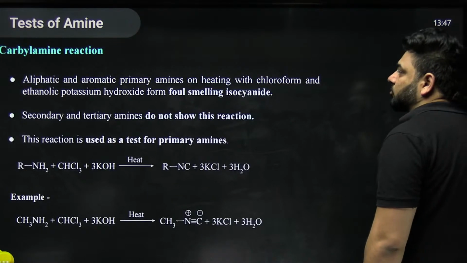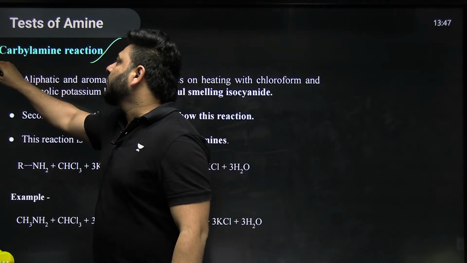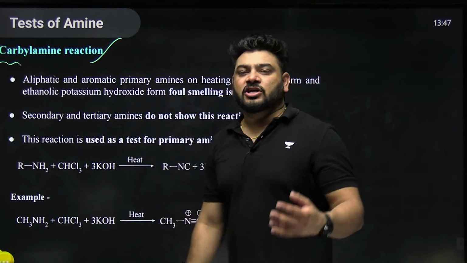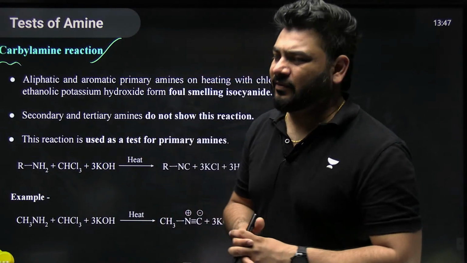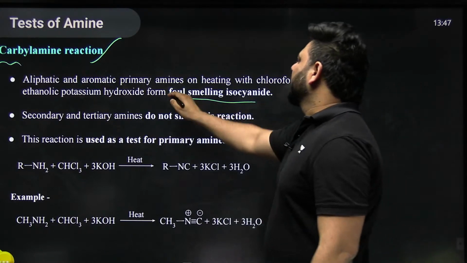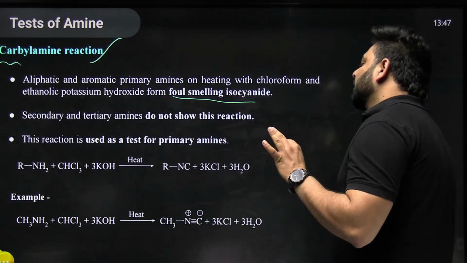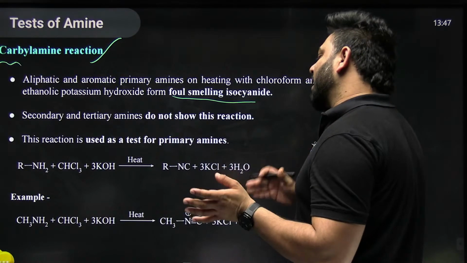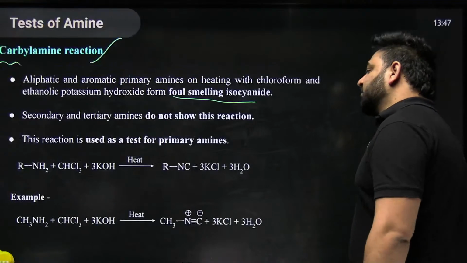The fourth test is the carbylamine test. The fourth reaction is the carbylamine reaction. Carbylamine reaction forms isocyanides as a product, and they have a very foul smell, and that is the only test of their identification. So only primary amines give the test, let it be aromatic or aliphatic, both of them give this test. So what actually happens in this test?